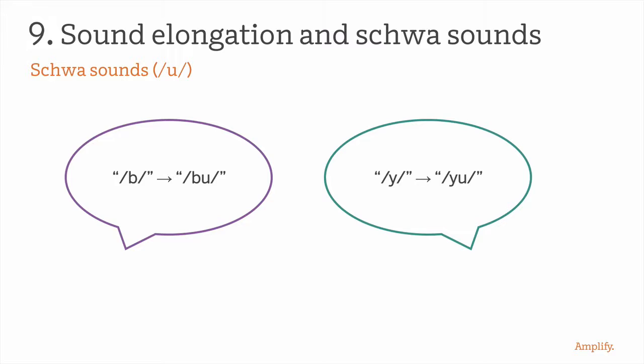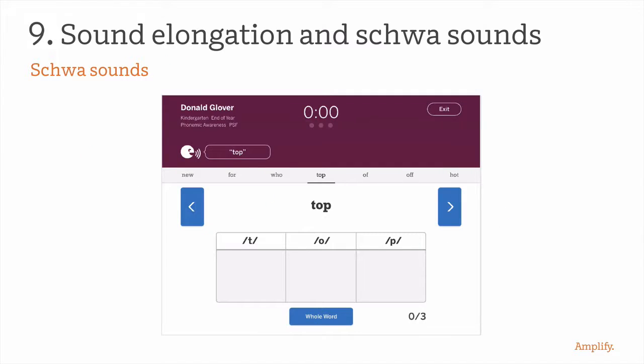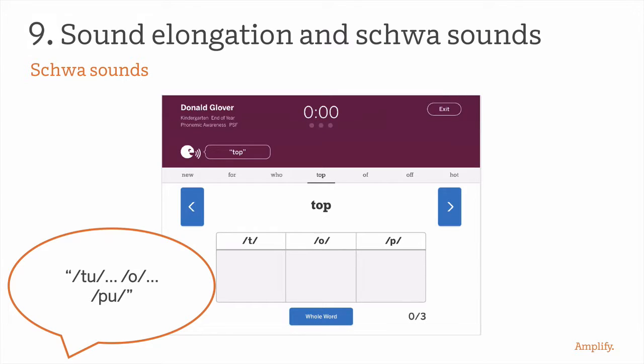If a student adds a schwa sound to consonants, do not score it incorrect. Some phonemes like b and y cannot be pronounced correctly in isolation without a vowel, and some early learning of sounds includes the schwa. For example, if the word is top and the student says tuh, ah, puh, underline each sound segment and do not mark them incorrect.